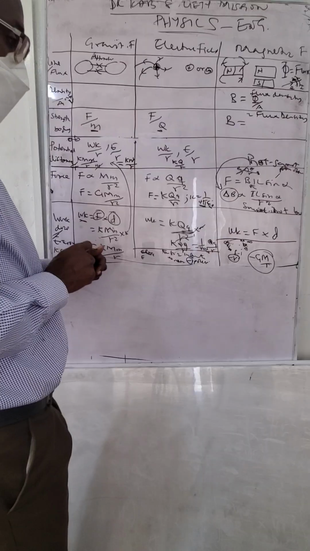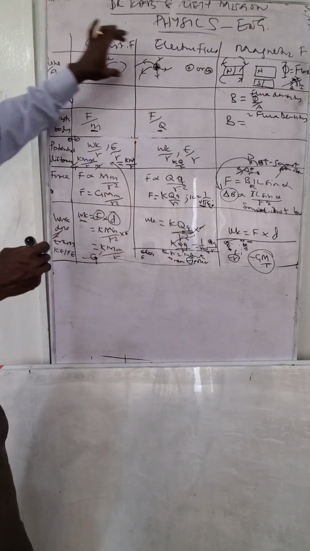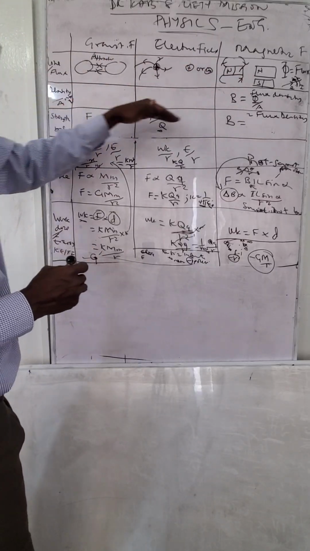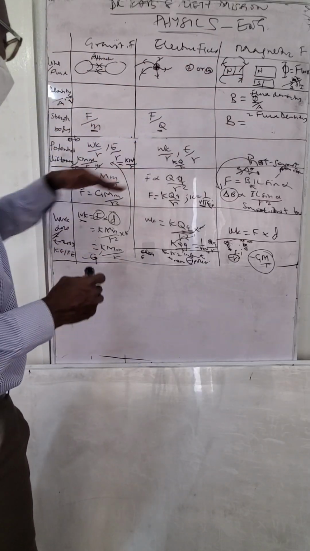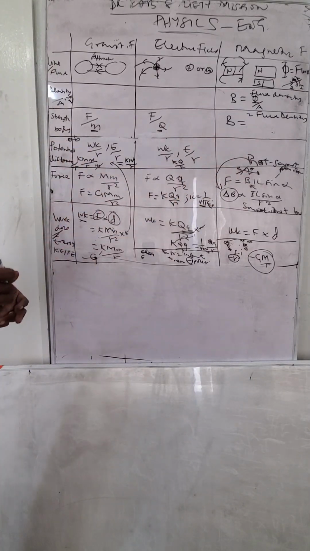So that's the point I want to make. At this point, it's very simple. Look at the similarities between this and that. You have similar expressions, and this will help you to even remember the formulas. If you forget them, you can easily deduce the formulas.